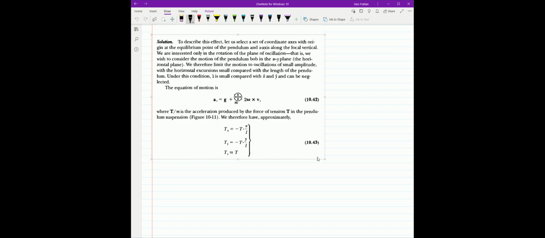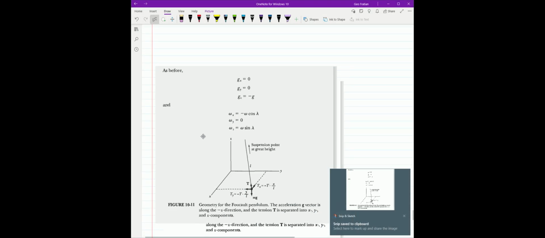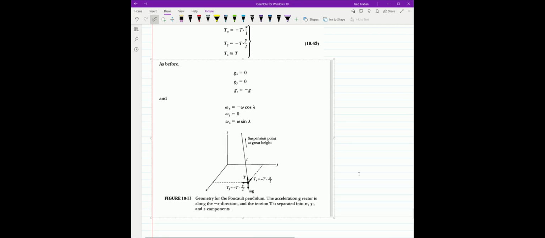So we have, in the rotating frame, a_R equals g plus T over m minus 2 omega cross v_R, where T over m is the acceleration produced by the tension force T of the pendulum. We have these expressions for the tension in x, y, and z, and again the same expressions for g and omega. Then we can look at the geometry of the Foucault pendulum. We see again that g points along the minus z direction, and the tension T separates into T_x and T_y.